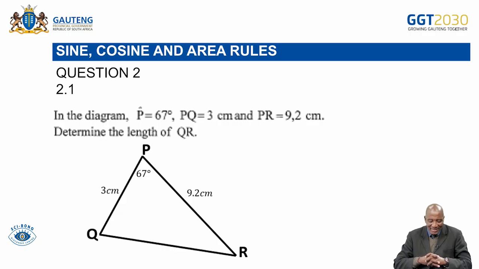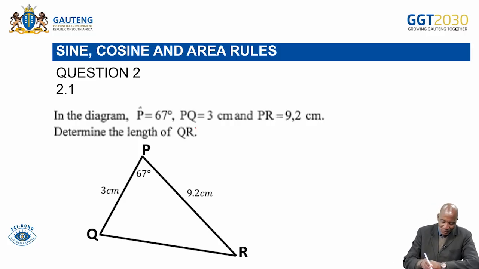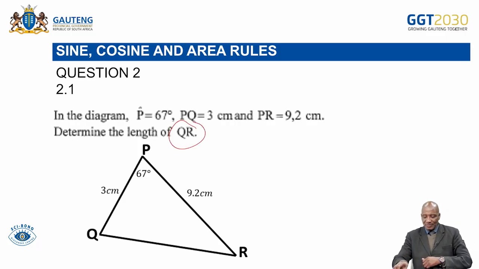Question 2.1. It says in the diagram below, angle P is 67 degrees. Then side PR is 9.2 centimeters. Side PQ is 3 centimeters. Calculate the length of QR. Quickly work out the length of QR.